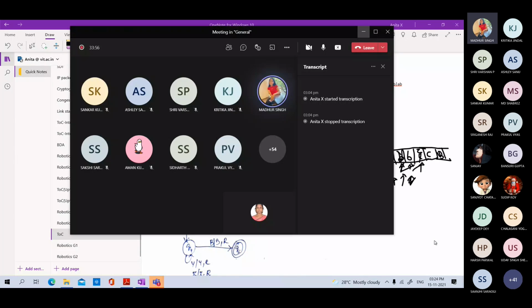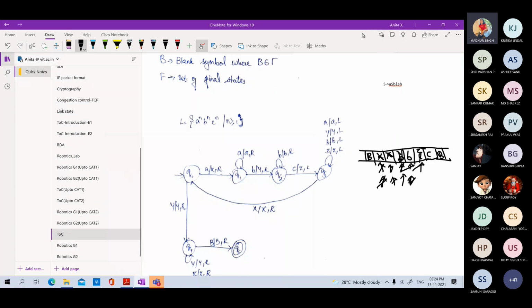Basically, from Q1 to Q2, there should be another Y/Y, comma R. Yes, that's what I'm saying. So I missed it here, that needs to be included. So Y, only then I can move towards the right side where I will be encountering a P.